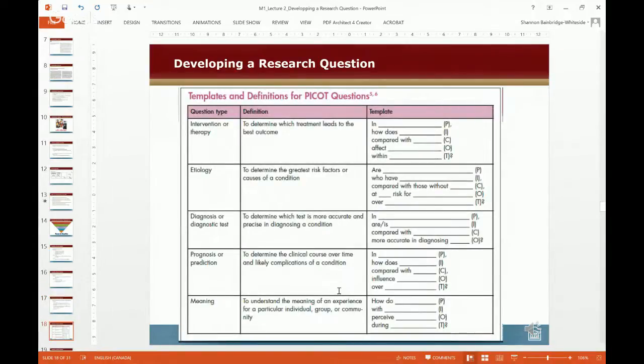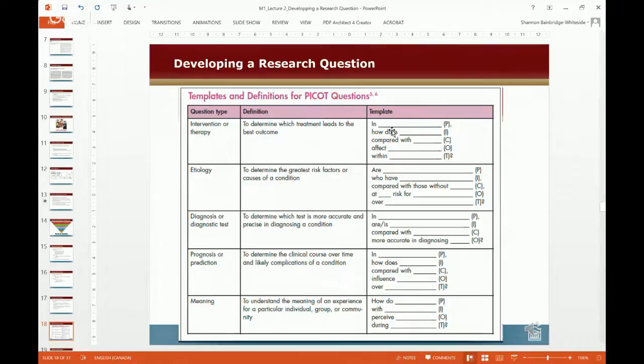So I've put this template document in here for you to help you as you are coming up with research questions, again, for either your assignment or your thesis proposal. You have to first and foremost think of what type of research question you're trying to ask. Are you asking about an intervention? So what treatment might be leading to a better outcome? Are you asking a question about etiology? So what is a good risk factor or a cause of a condition? Are you interested in diagnostic tests? So comparing the accuracy of 2 different diagnostic tests in a healthcare setting, for example. What about meaning? You could be very interested in meaning, so understanding an experience of a particular individual.